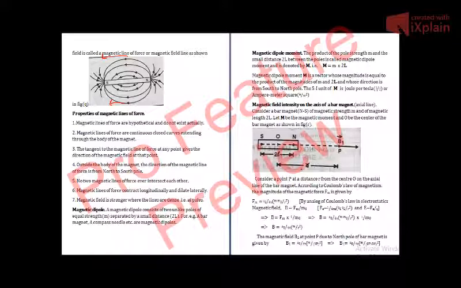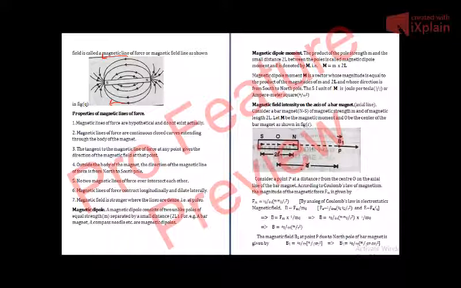This will give us B is equal to mu naught upon 4 pi m upon r square. So we have to use this relation. Remember this thing. We have to use this relation to find the magnetic field on the axis of a bar magnet.